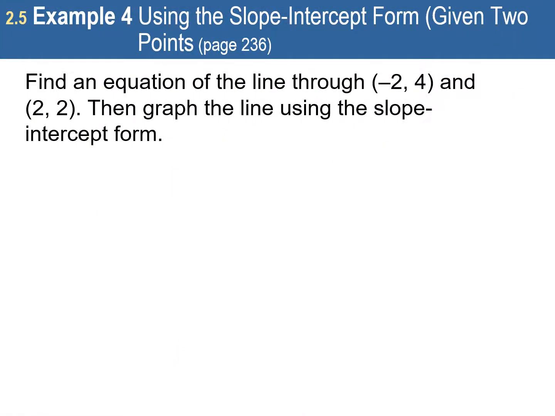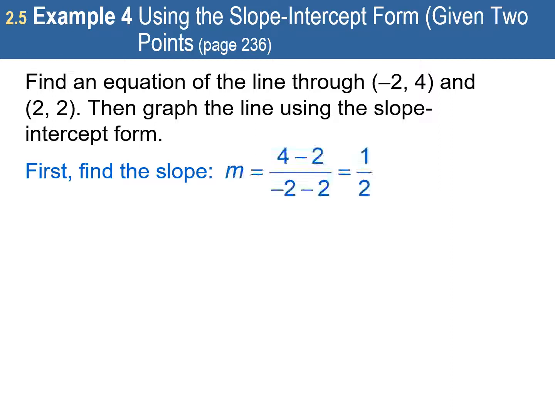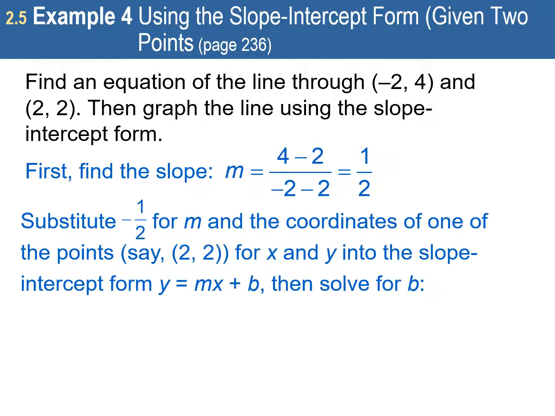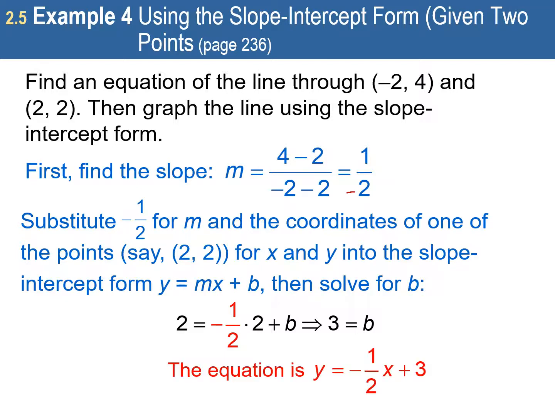Find the equation of a line through -2, 4 and 2, 2, and graph using the slope-intercept form. First, you need to find the slope. That's change in y over change in x. And now we're going to substitute -1/2 in for m and the coordinates of one of the points, either 2, 2 in this case, and solve. And we see that 2 is -1/2 times 2 plus b. So I solve this and I get that b is equal to 3. I could have picked the other point and plugged in also. So the equation is y is -1/2 x plus 3.